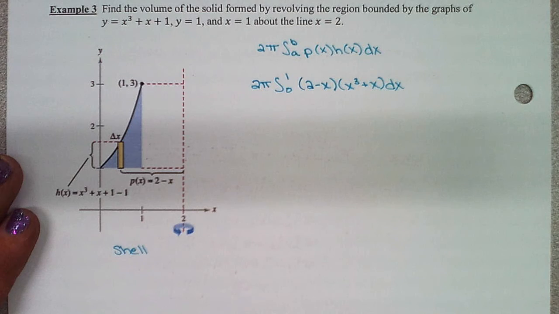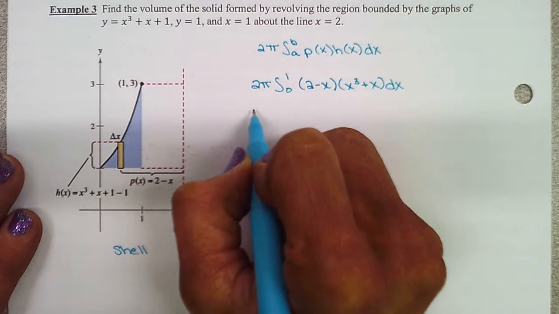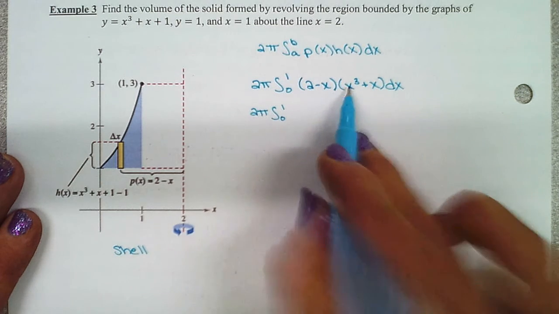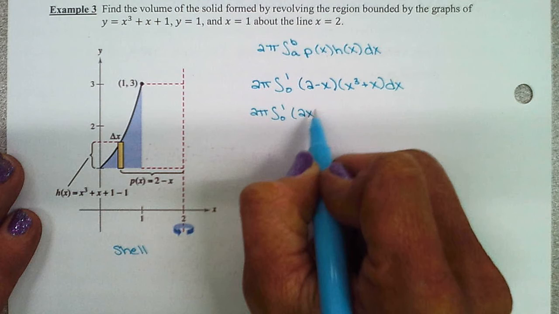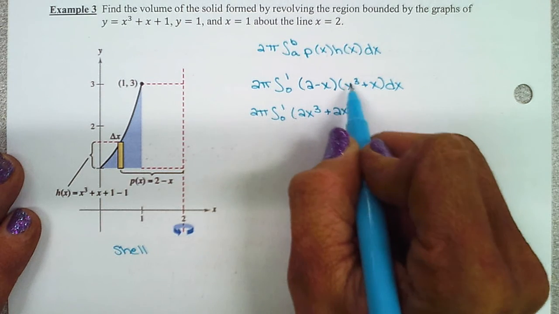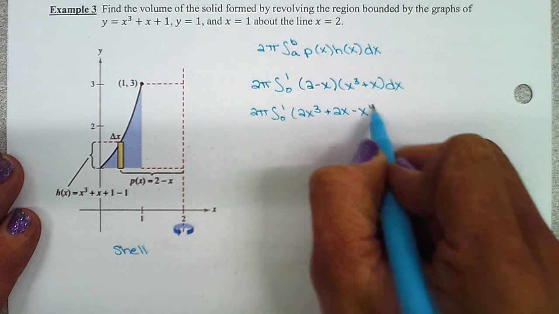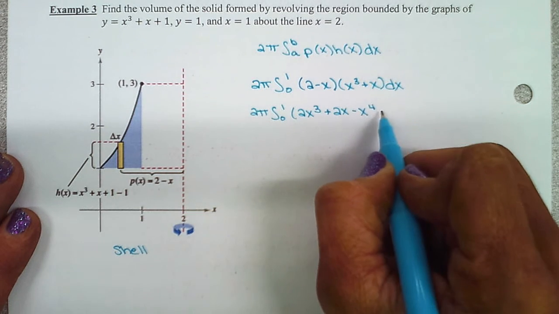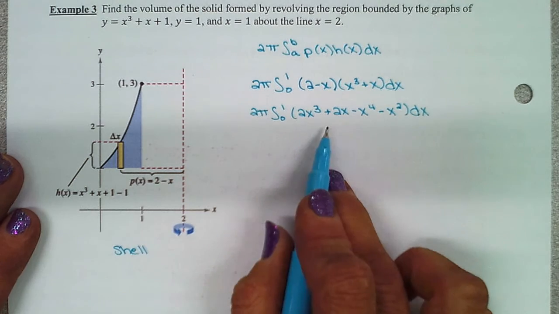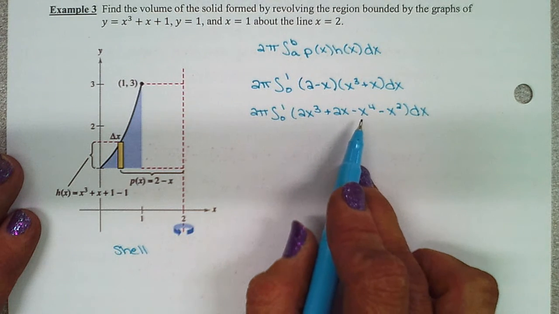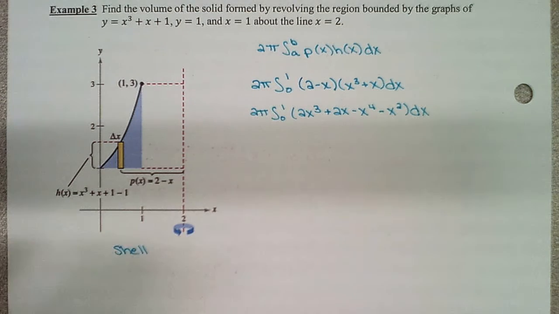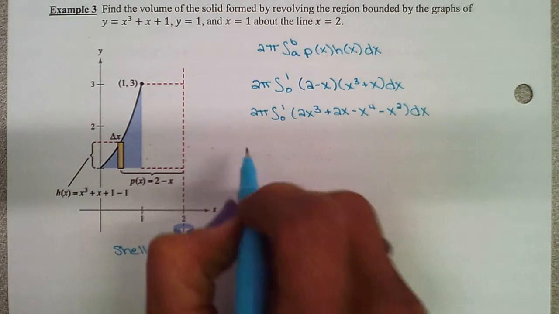The first thing we're going to have to do is all of our distributing. So 2 pi integral from 0 to 1. Here, a 2 times an x cubed is a 2x cubed. Here, a 2 times an x is a 2x. Here, a negative x times an x cubed is a negative x to the 4th. And a negative x times an x is a negative x squared. Now, we could put these in order so that it's in a general form with the x to the 4th first, and then the x cubed, x squared, and x. It's okay, though, just to leave it. We're going to integrate, plug in numbers. It's all going to come out in the wash anyway.